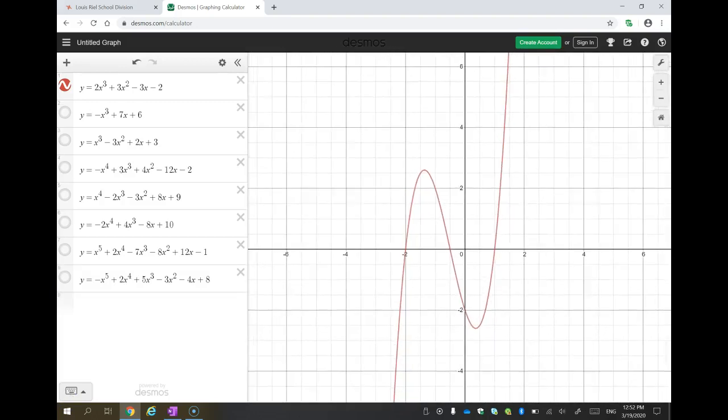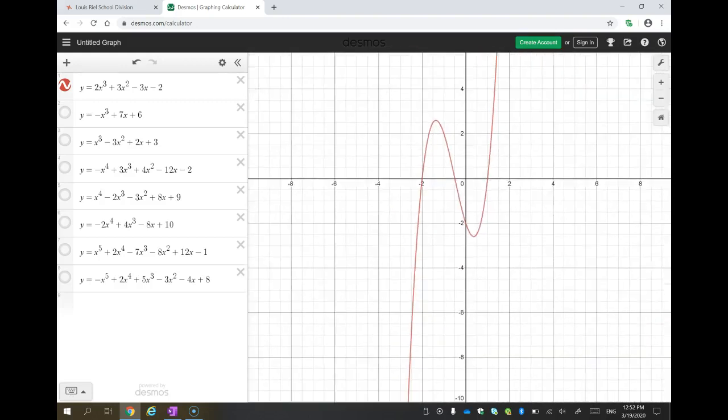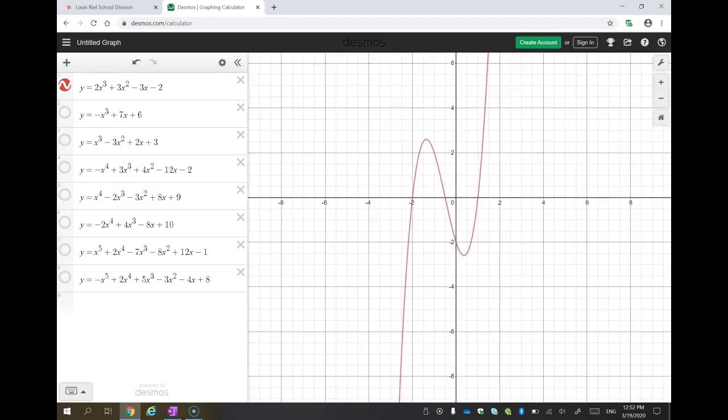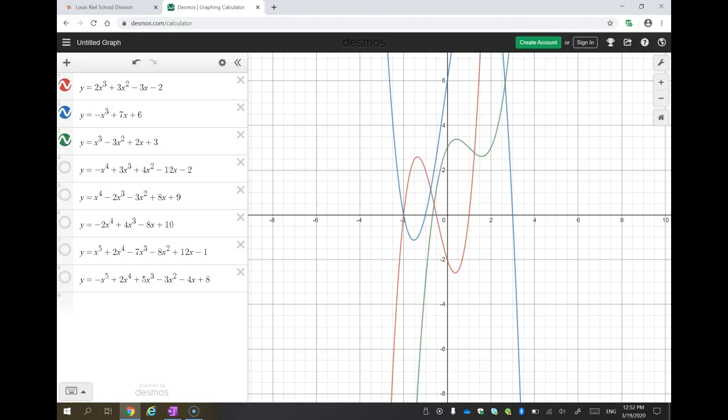All right, so I've got Desmos open, and I've got the first cubic graphed here. You can see what a cubic function looks like. A couple things to notice. There are how many x-intercepts? 3. It's a cubic function. It has x cubed. It has 3 x-intercepts. Now, it doesn't always have 3 x-intercepts. For example, here's another one. This one has 3. Here's another one. This one only has 1. Okay, these are all cubic functions. What makes them cubic?